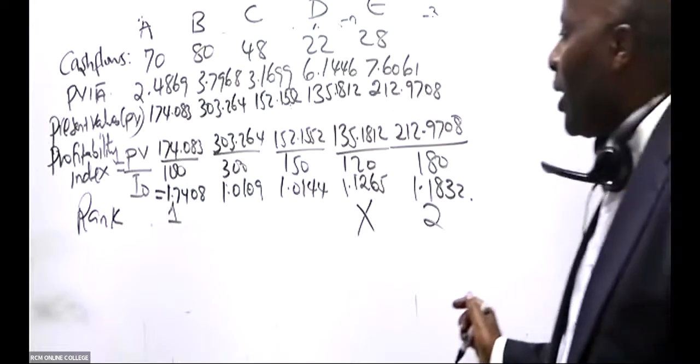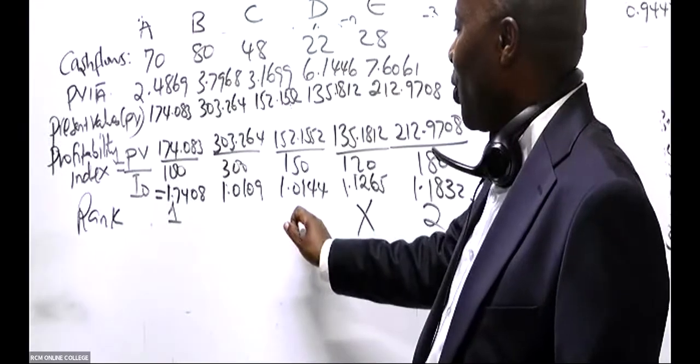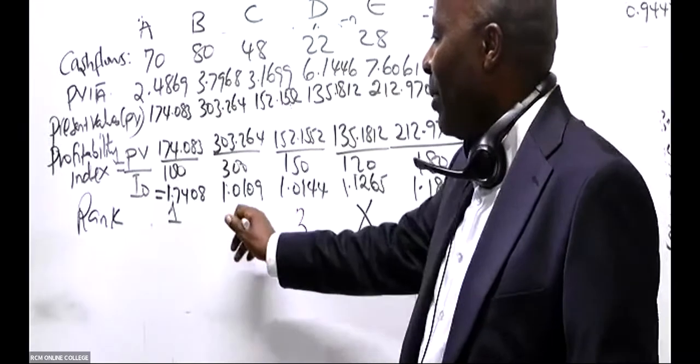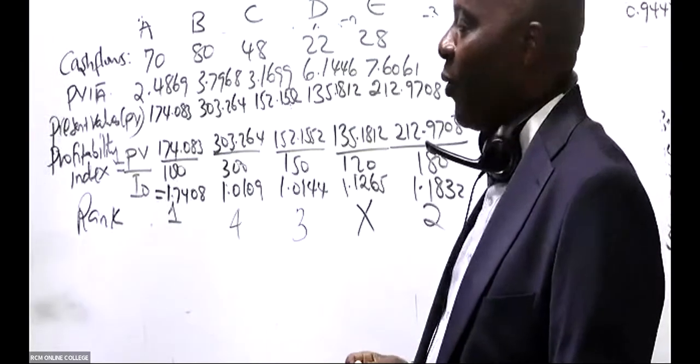So after that, the third one will be 1.01, 1.0. Yeah, this one here, isn't it? So this becomes number 3. This becomes number what here, somebody? Number 4. This becomes number 4.